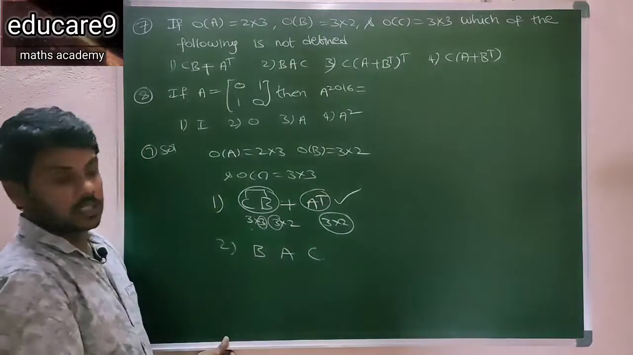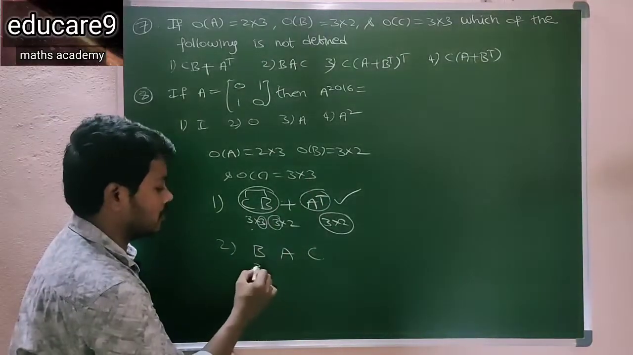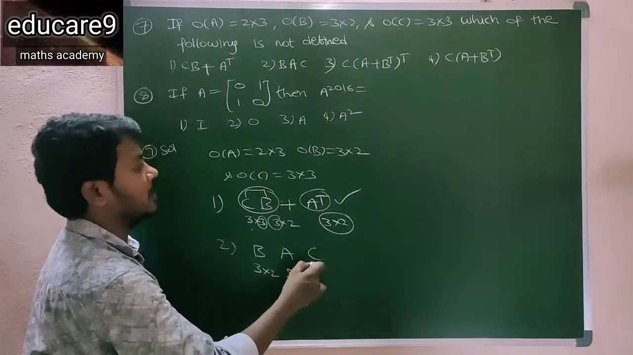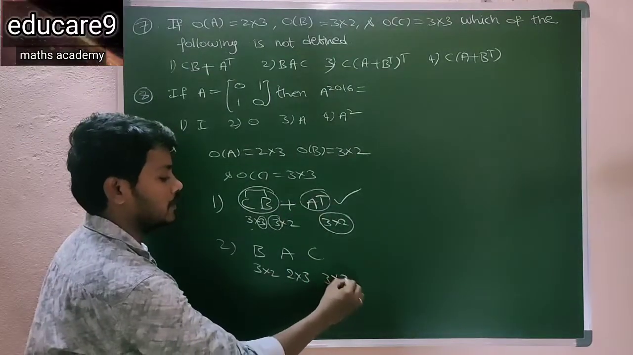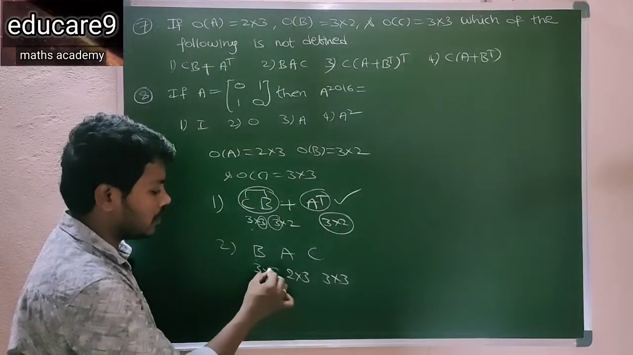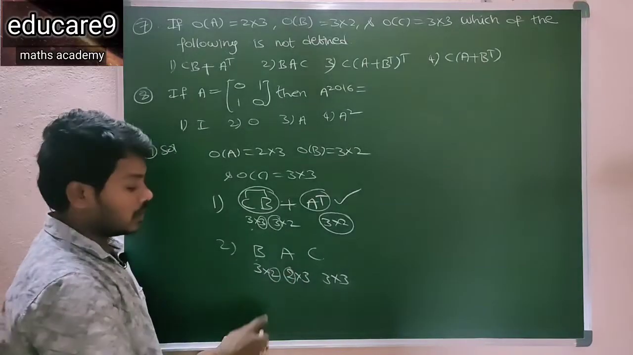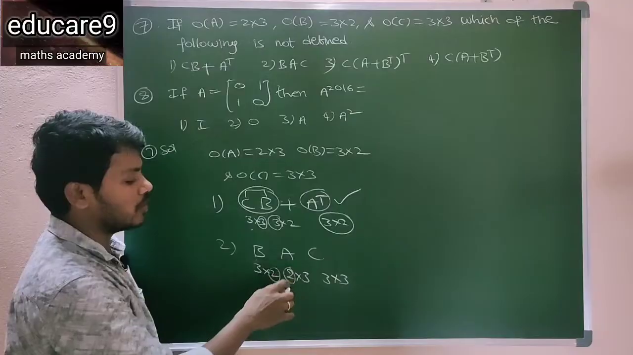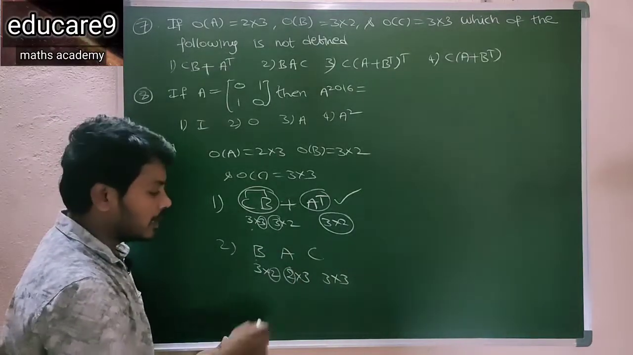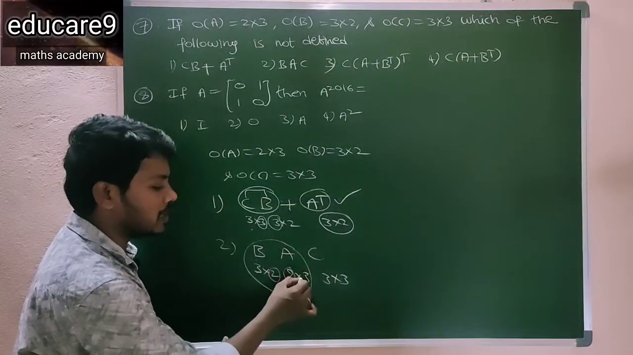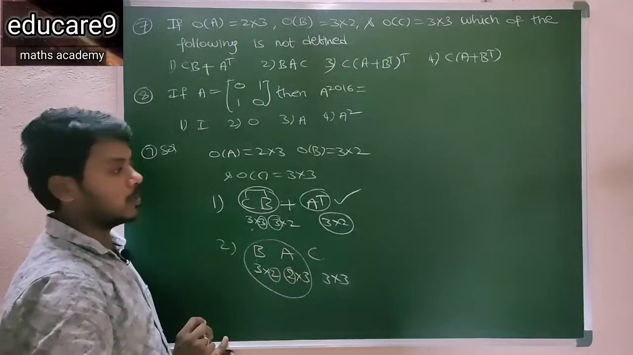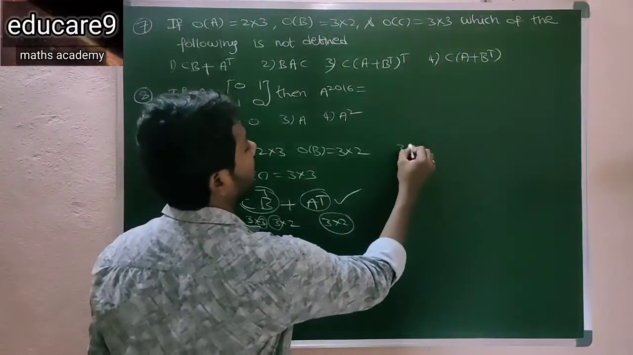And see the second one, BAC. So what is the order of B? 3 by 2. The order of A is 2 by 3. And the order of C is 3 by 3. So clearly see here, BA: the number of columns in the first matrix is equal to the number of rows in the second matrix. Therefore, BA is possible. And the order of BA is what? 3 by 3. And C also 3 by 3. Therefore, BAC is possible.